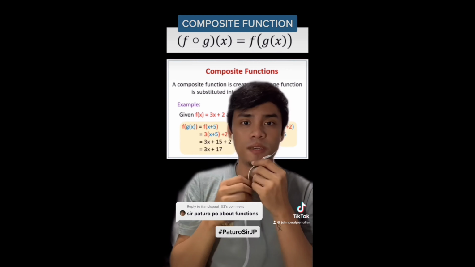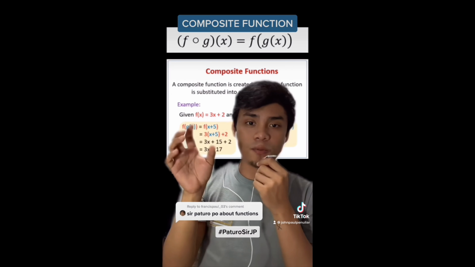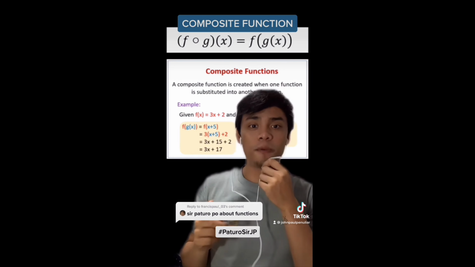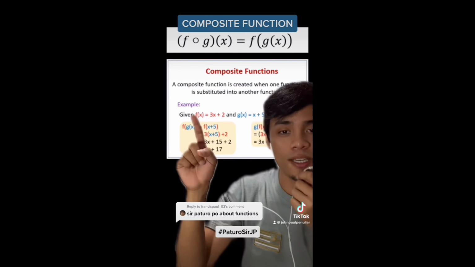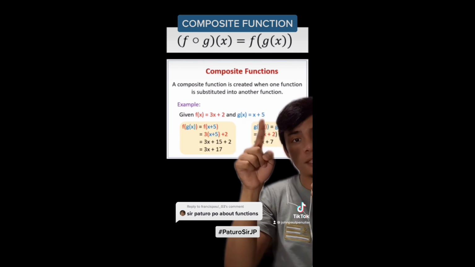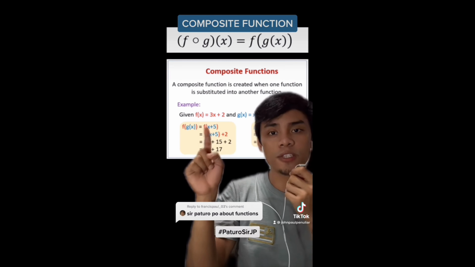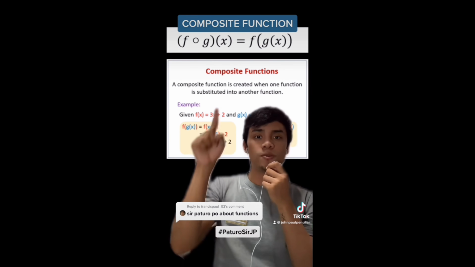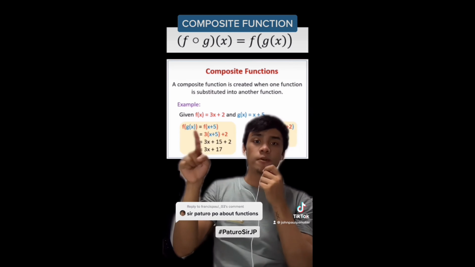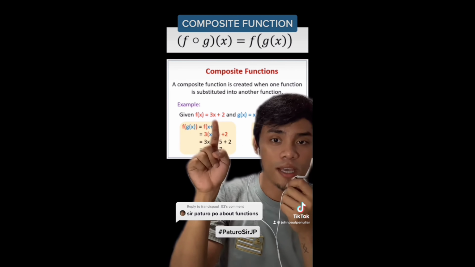Anong ibig sabihin yan? Ang isa-substitute mo dun sa f of x mo ay kung ano man yung g of x mo. Okay? Punta tayo sa example para madaling maintindihan. If you are given f of x equals 3x plus 2 and g of x is x plus 5, ang hahanapin, what is f circle g of x? So, hindi na niya sinulat ito dito, pero it just means f of g of x.